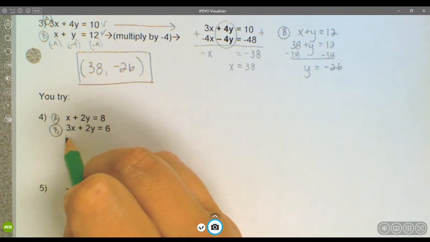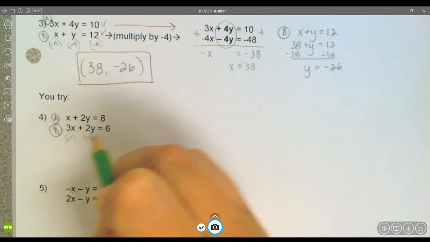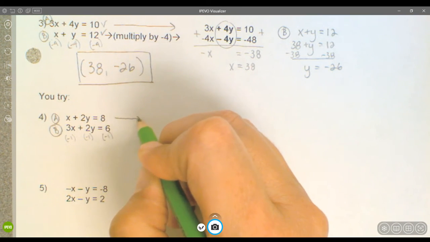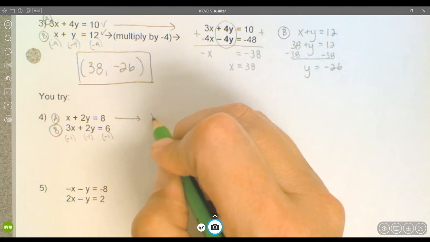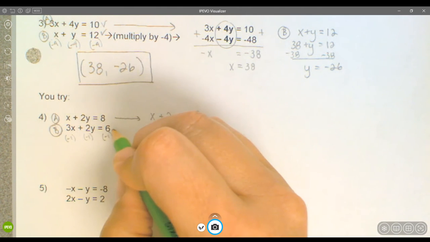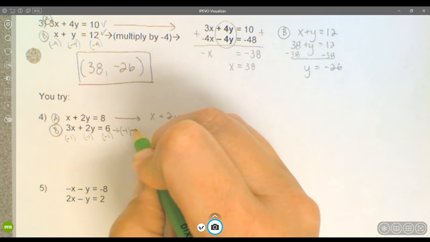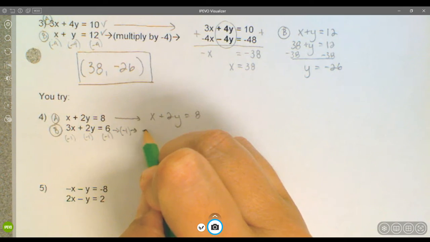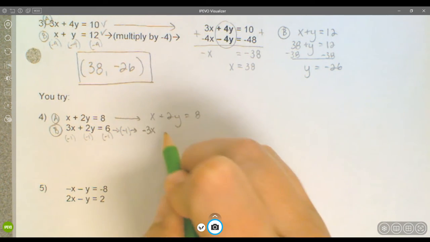That way I'm not having to multiply. All I'm having to do is employ a little sign change. So my top equation is going to stay the same. My bottom equation will be multiplied by negative 1. So 3x times negative 1 equals negative 3x.